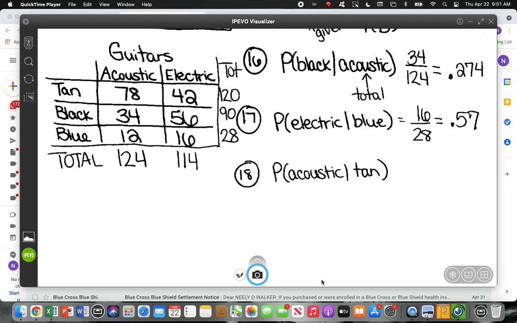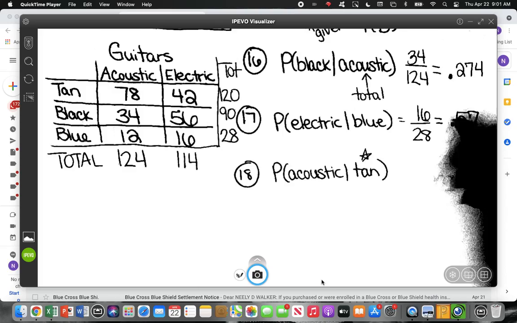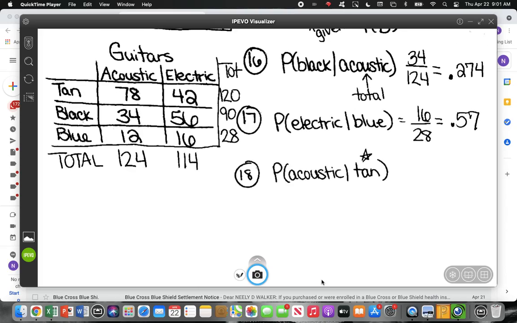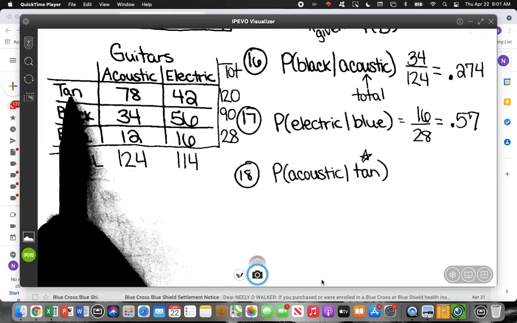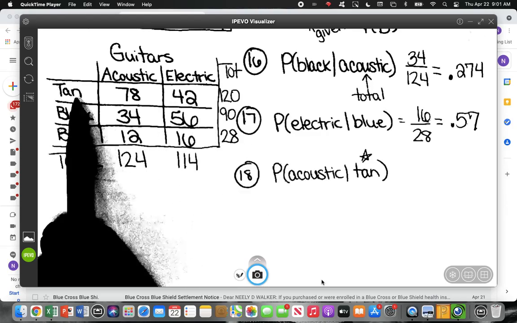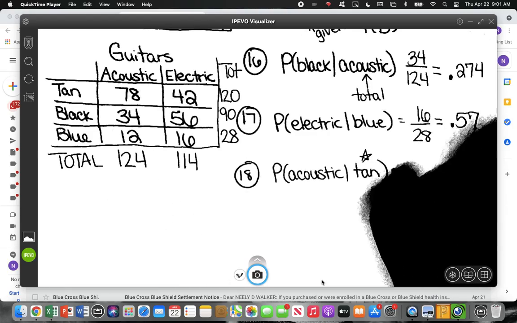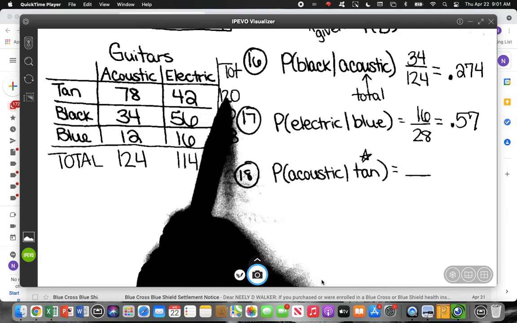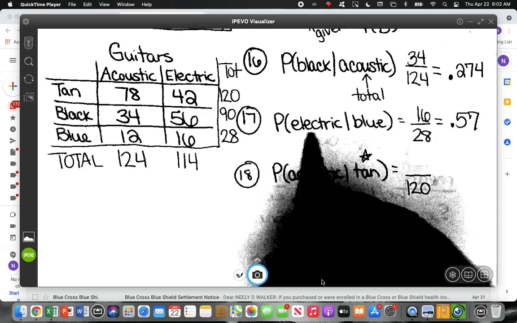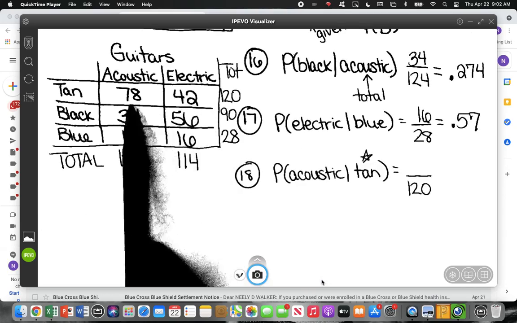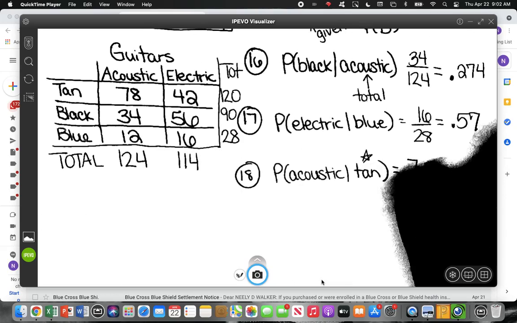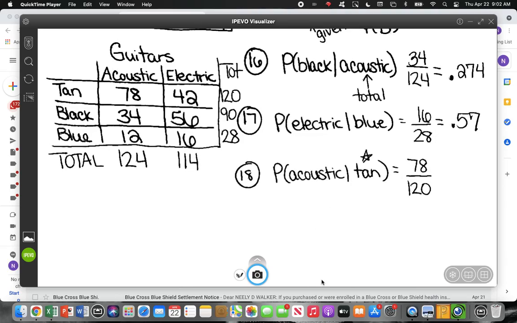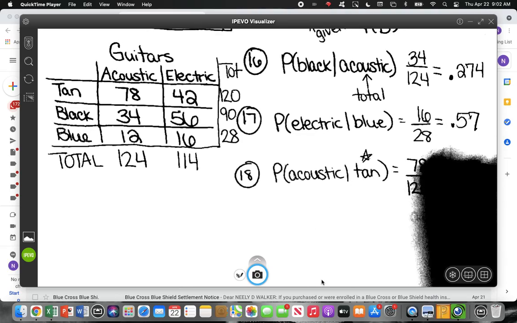All right, and then last but not least, what do we know about this number 18? Is it acoustic or is it tan? All right, this is the one we know. So we're only looking at the tan, and since it is a color, we're only looking at the tan row. All right, how many total tan guitars are there? 120. Now, out of that 120, how many of them are acoustic? 78. And we get 0.65.